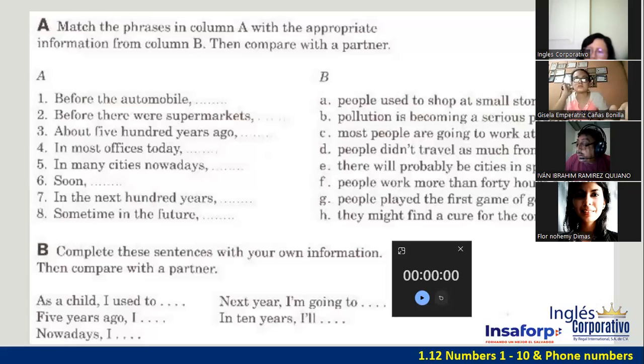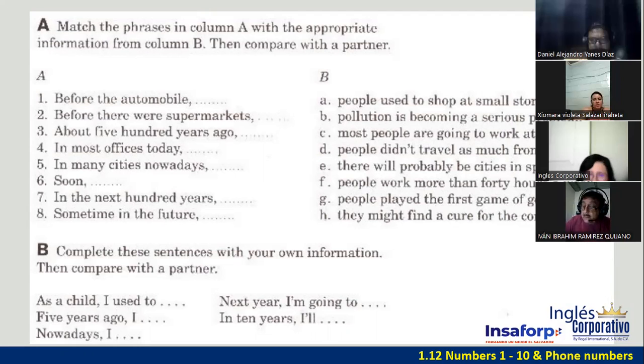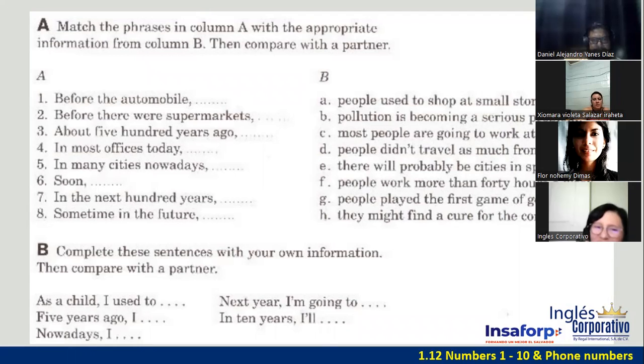Vaya chicos, time's up. Let's go ahead and listen to your sentences, okay? Van a leer su set completo, ¿verdad? Así que, can I have the first volunteer? Volunteer for all of them, ¿verdad? Daniel, please. Okay, teacher and classmate, this is my answer. The first one is, as a child, I used to fly kites.